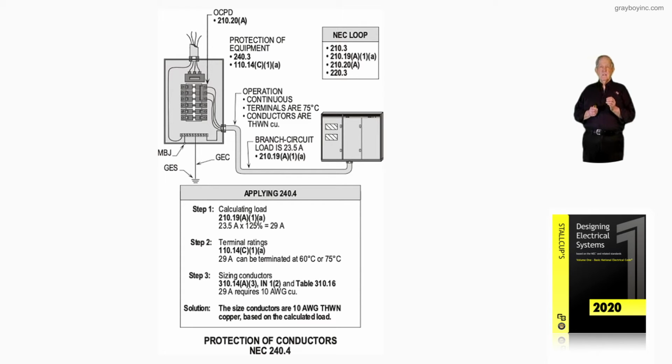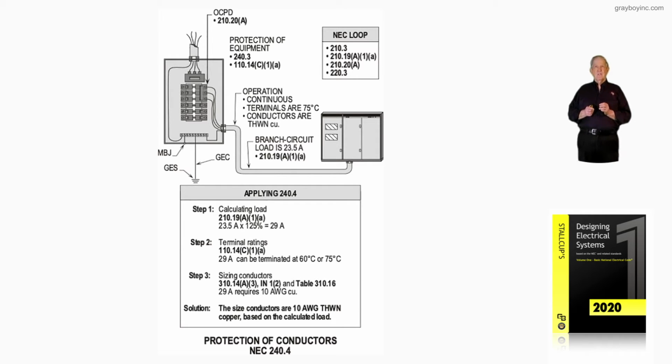But notice in the NEC loop now, 210.3 would deal with the equipment, but 210.4 deals with the protection of the conductors. So we'd be reviewing 210.19(A)(1)(a) and 210.20(A) along with 220.4.